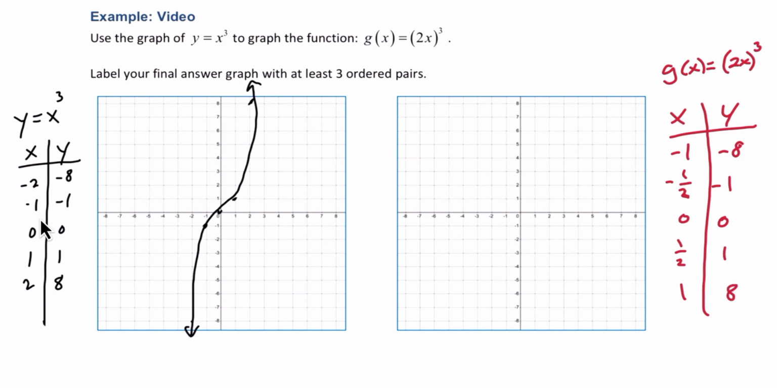And now we plot this, and sketch the graph. And now we can see going from the black to the red graph has been horizontally compressed by a factor of 2.